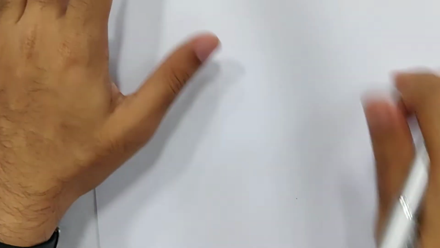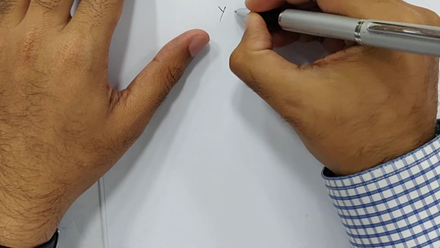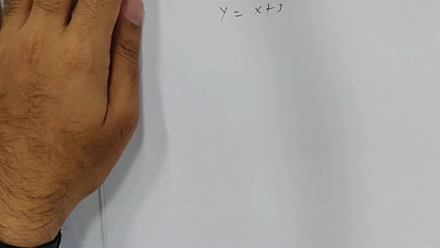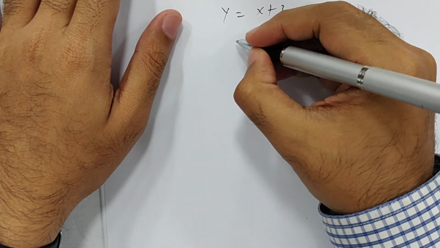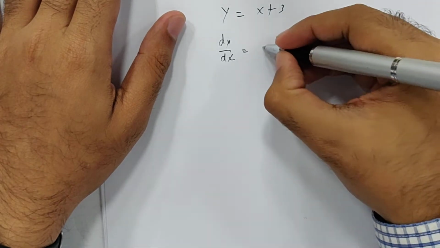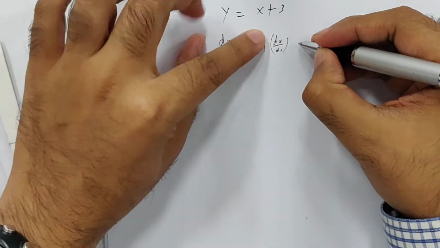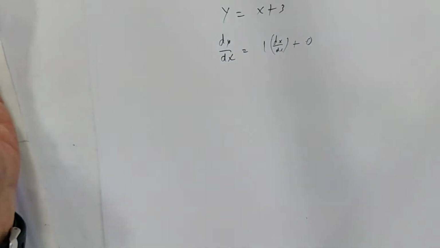Alright, now let's go to something harder. Differentiate y equals x plus 3. How? dy/dx equals 1. Or maybe you want to do d/dx of 3, just as an introduction. But you don't have to do this one, okay? Don't do this one. Plus 0. Okay? Life is good?